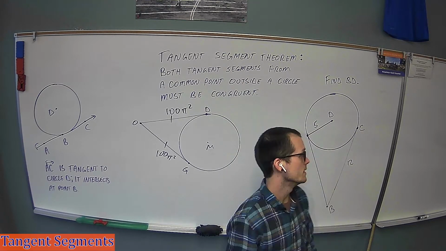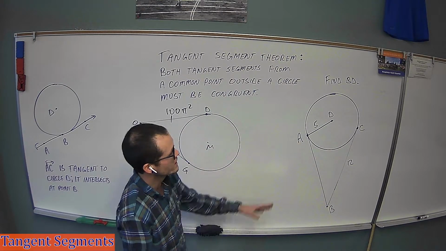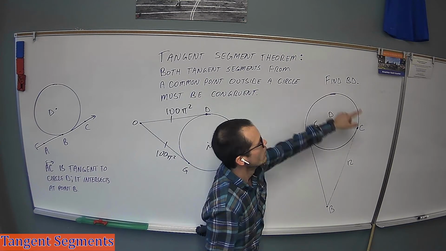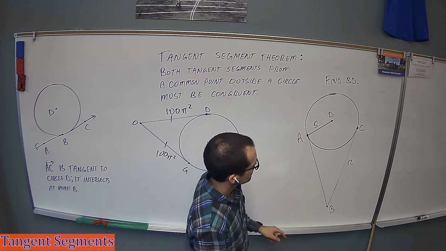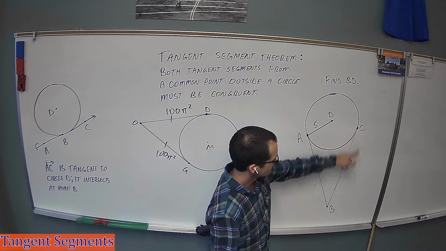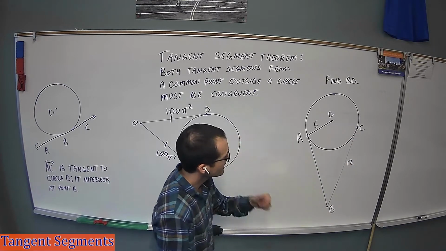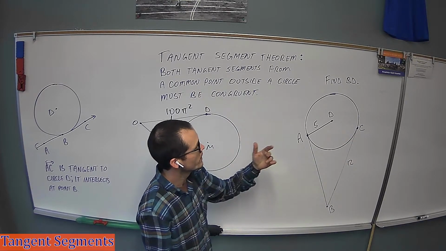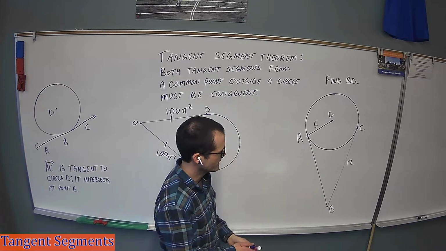All right, let's do an example. So here, it says find BD. We have a circle, named D. Here's a common point out here named B. It has tangent segment C and tangent segment A. So we're going to apply this theorem, and we're trying to find BD.